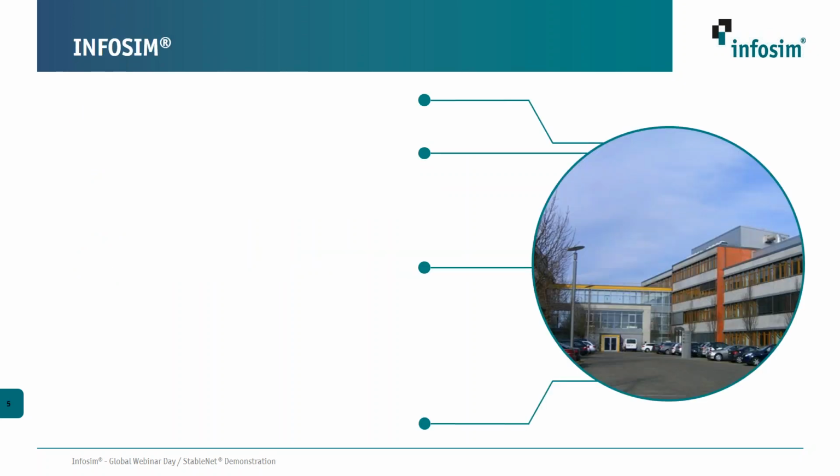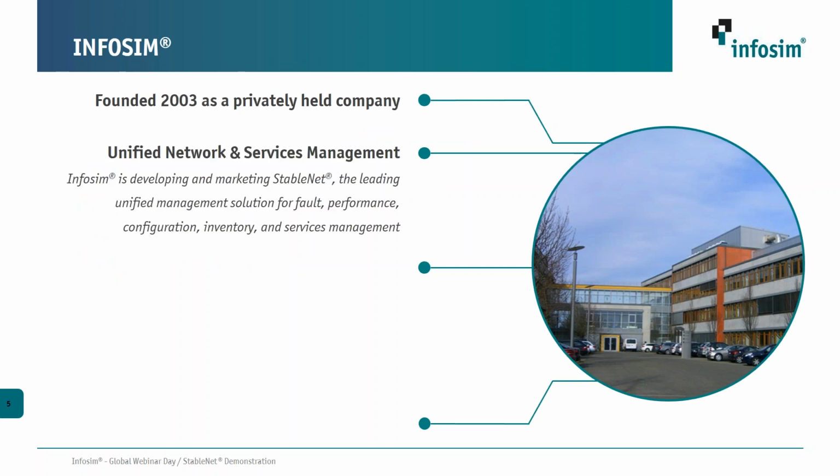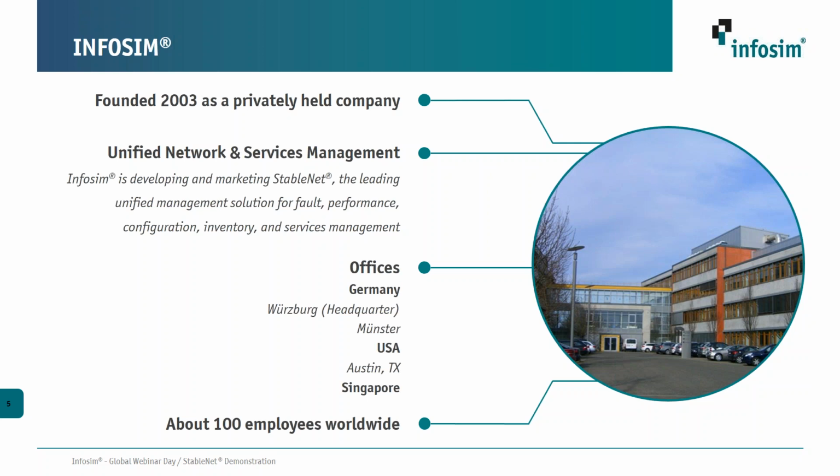A little background about our company. InfoSim was founded in 2003 as a project spin-off from the University of Würzburg. We are a privately owned company servicing customers worldwide. And our main product we're talking about today is a unified network and services management solution called StableNet. Our company headquarters is in Würzburg, Germany, and this is also the place where all the development is taking place. And we also have offices in Singapore and Austin, Texas.